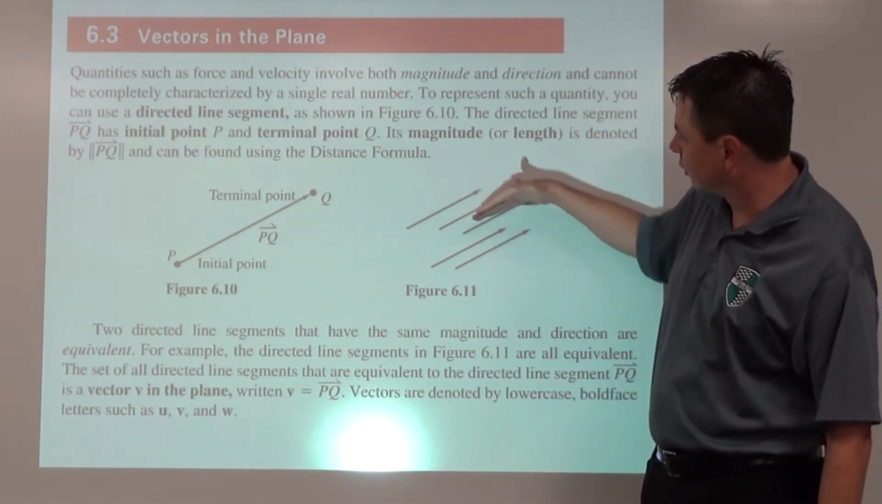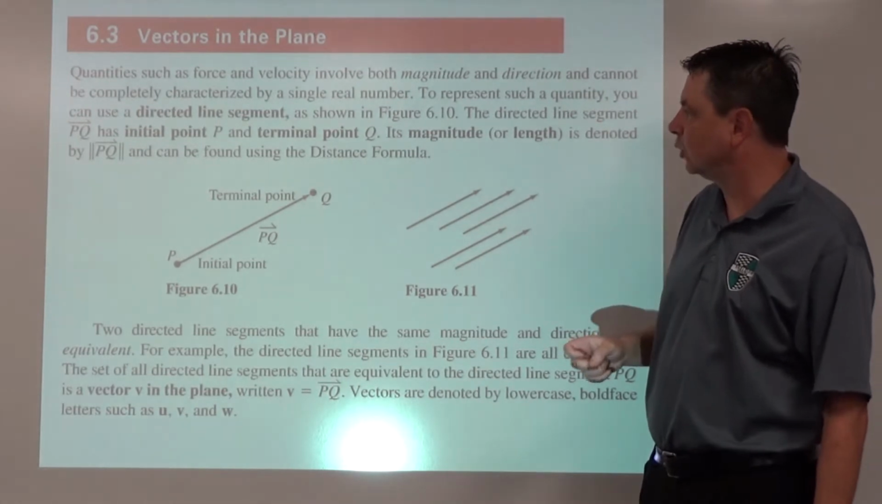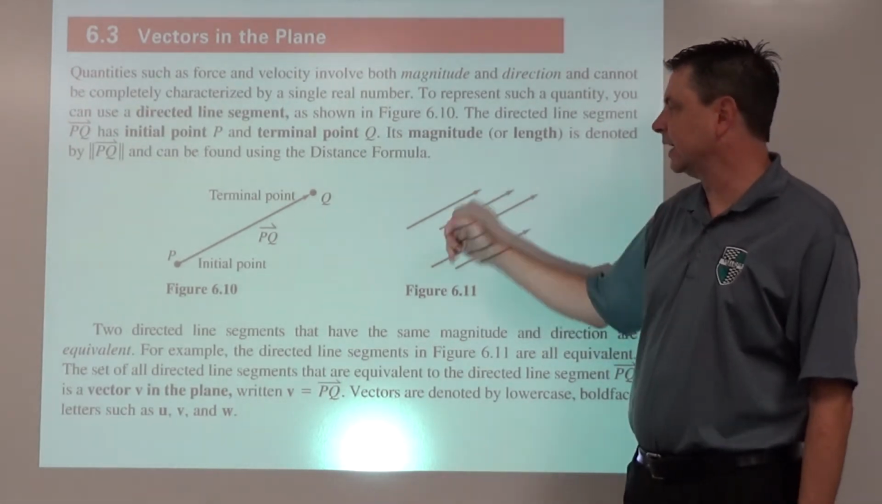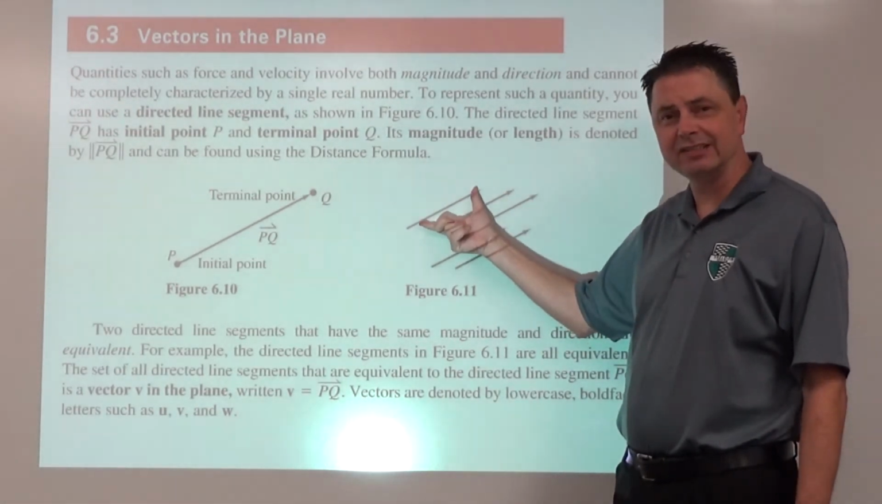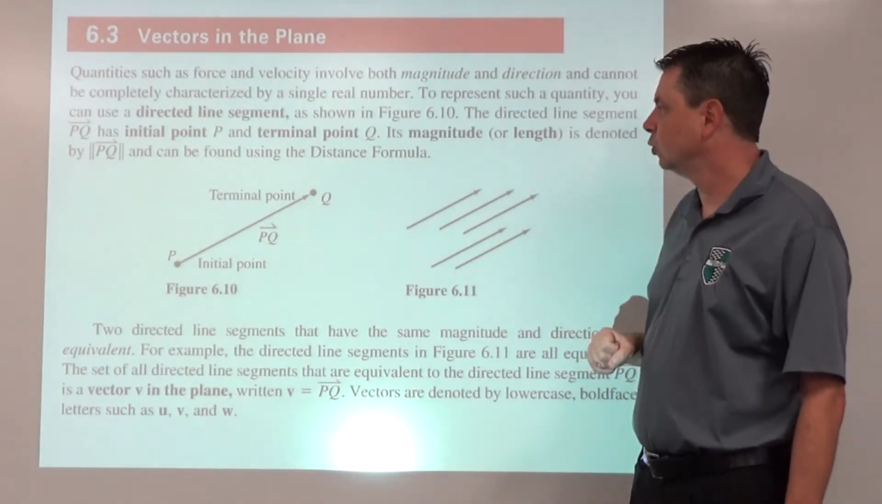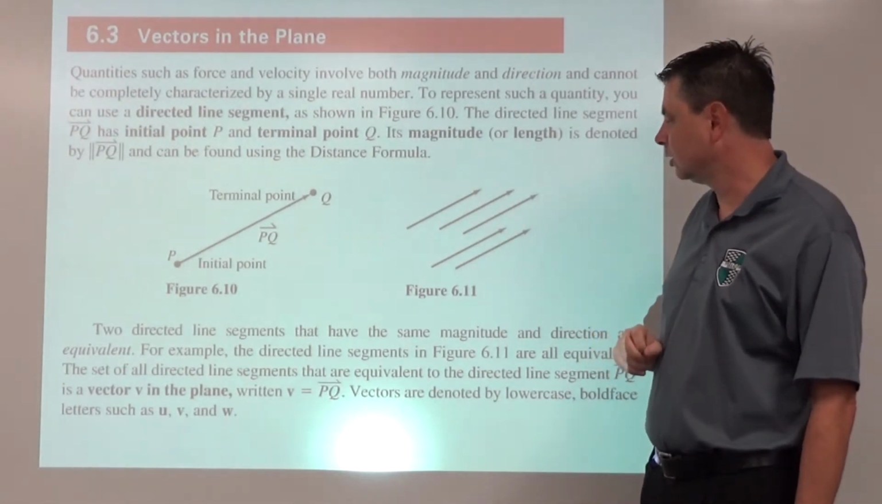So here they're just showing some equivalent vectors. Any vector that goes essentially the same distance and in the same direction would be equal vectors.